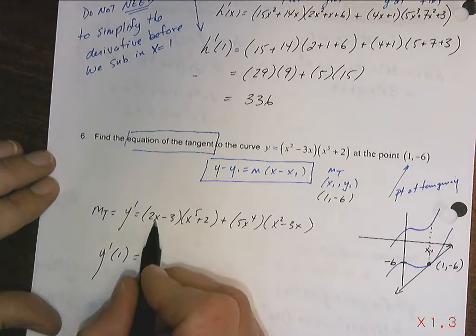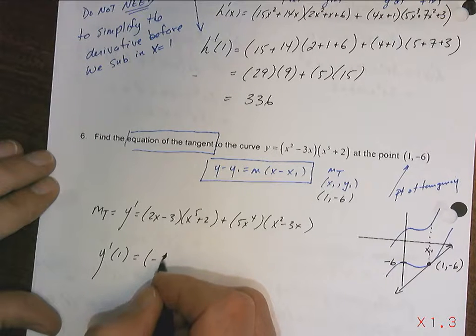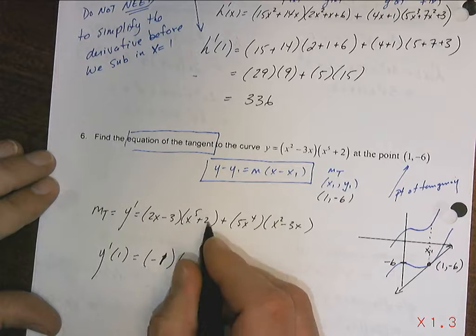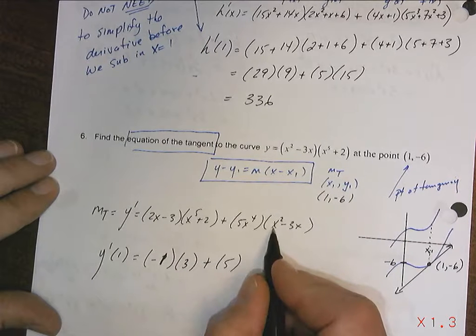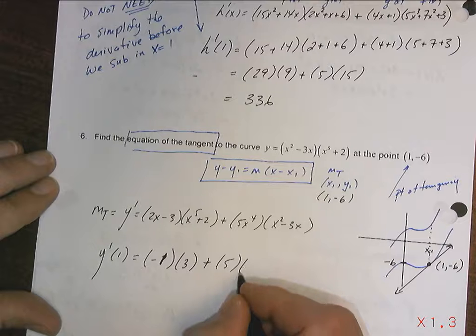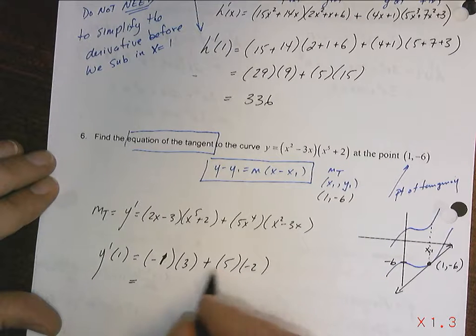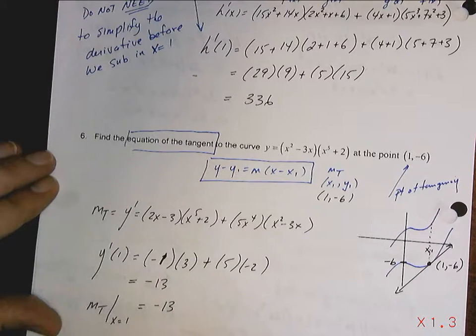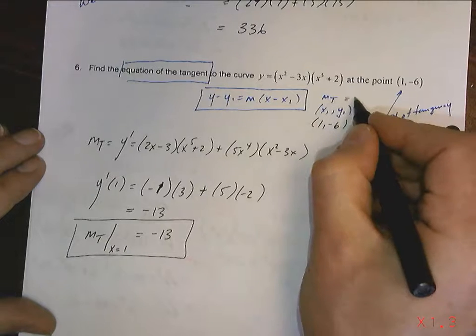So again, 1's going to go in for here. So it's going to be 2 minus 3, which is -1. We're going to put a 1 in here to the 5, so it's going to be 3. Or 1 plus 2 is 3, that's right. 1 goes in here, we're going to get 5. 1 goes in here, it's 1 minus 3, so it's going to be -2. So this is going to be -3 plus -10 is -13. So the slope of the tangent when x equals 1 is equal to -13. That's the value that's going to go up here now.